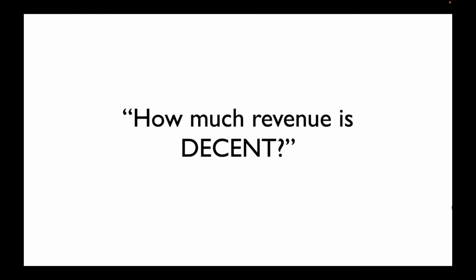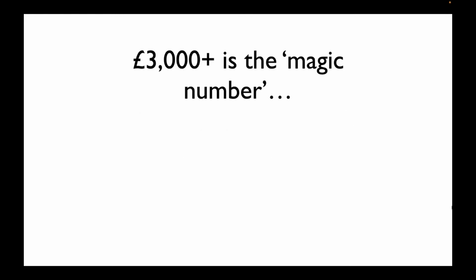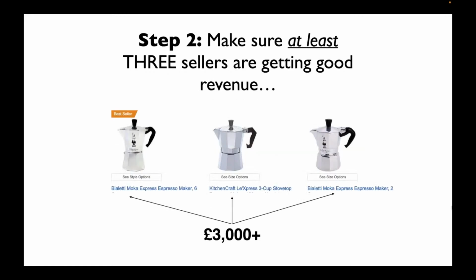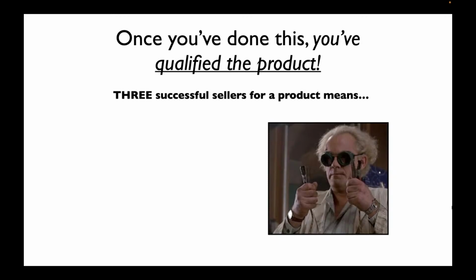How much revenue is decent? Well, as we said, £3,000 is a magic number, right? Usually products have 33% profit margins, so to make £1,000 a month with your product, we want at least 3K a month. Also, we want to make sure at least 3 sellers have 3K a month in sales as well, because if 3 sellers have good revenue, 3K a month or more, you've qualified the product.